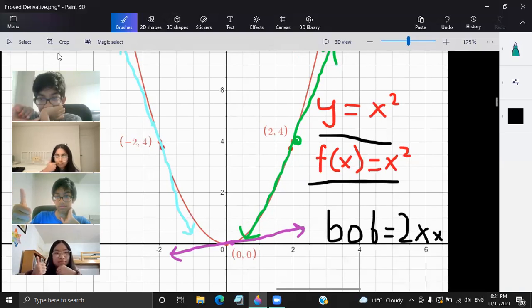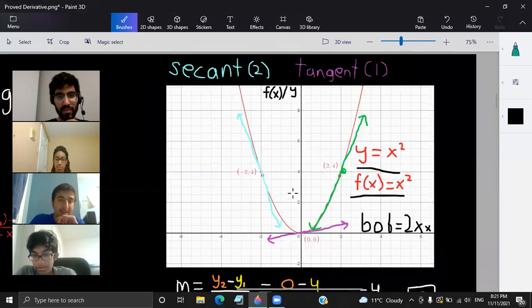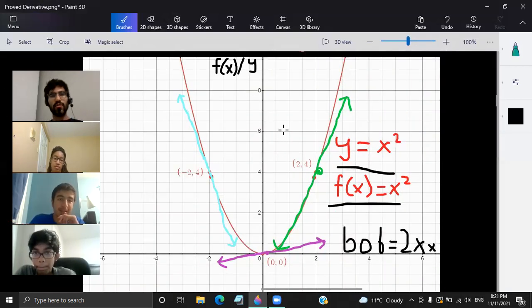Some people get it, some people don't. All right, let's try another visual. So here's what we have. We have this defined as a function, right?